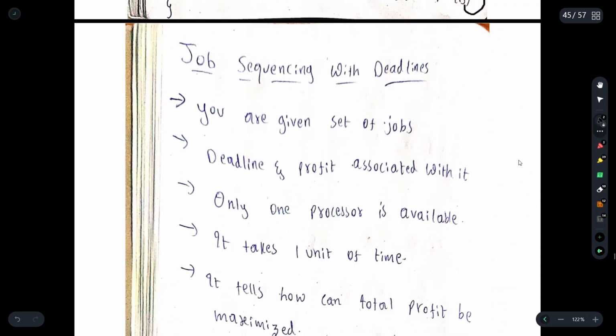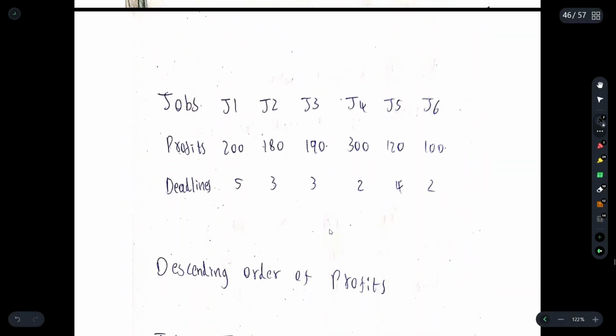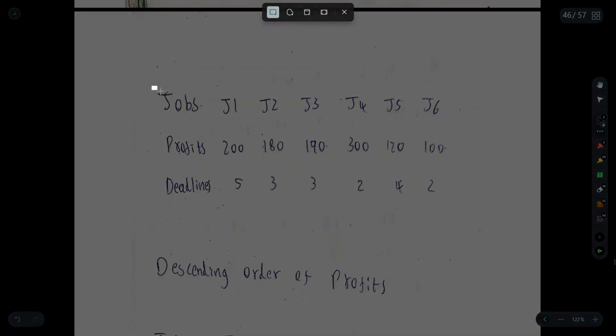And then job sequencing with deadline. This is one of the important problems which we can see here. Here we have a set of jobs, and they also have deadlines and profits, and we will have only one processor. We can assign a job only to one person, or work on one person's job at a time, and each job takes 1 unit of time. It tells how the total profit can be maximized. So I will consider this example and solve it now.